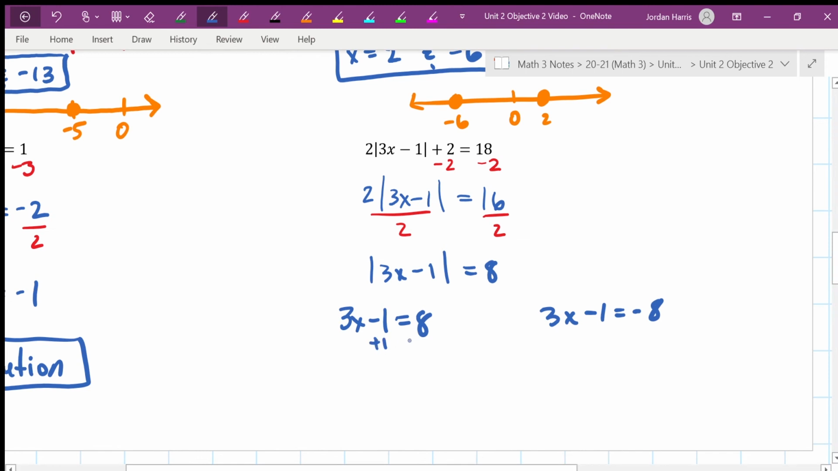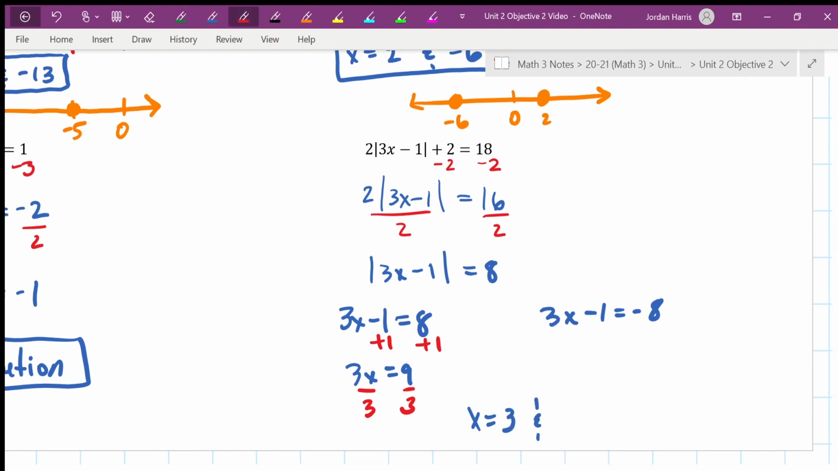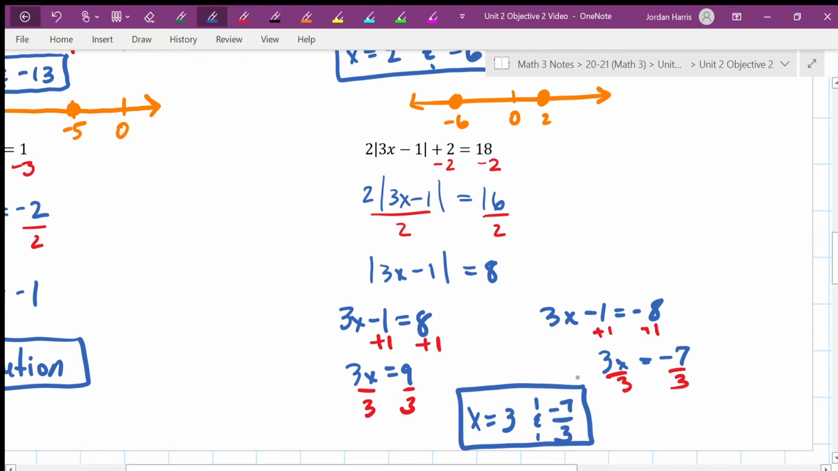So I'd add 1 to both sides. Change color first though. There we go. And I get 3x equals 9. Divide by 3. And I get x equals 3. And do the other side. Add 1 to both sides. I get 3x equals negative 7. Be careful of that. Negative 8 plus 1 is negative 7. Then I divide by 3, and the right side can't simplify. So negative 7/3 is one of my answers.